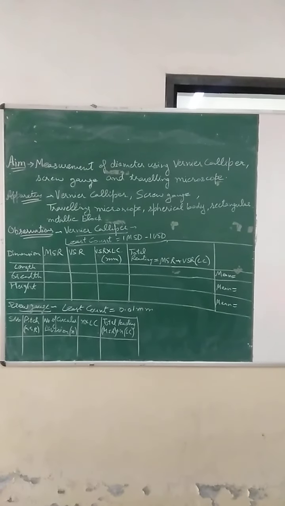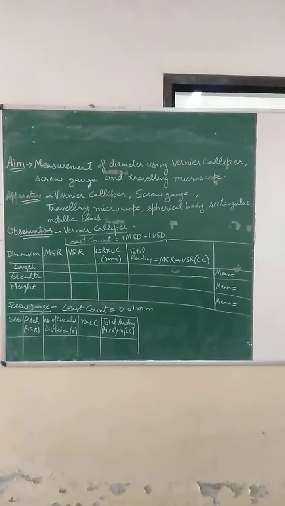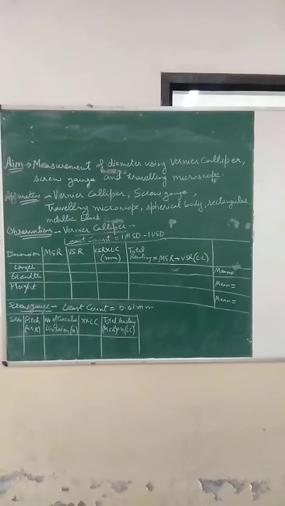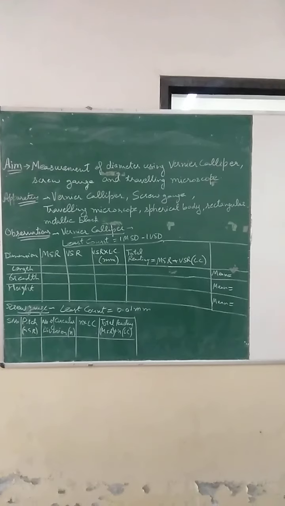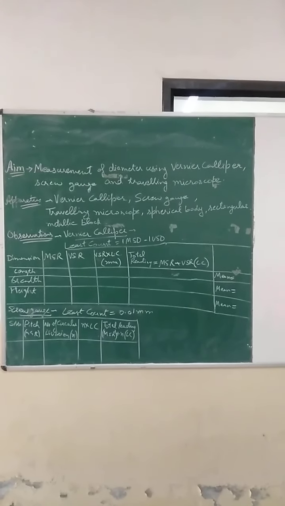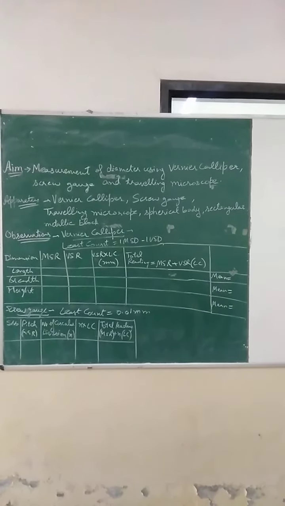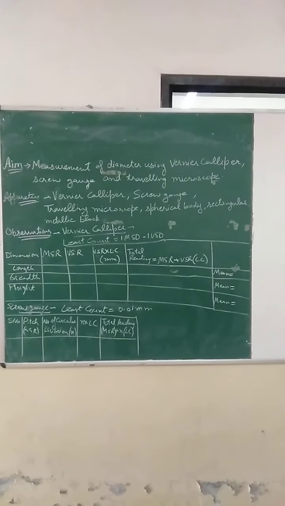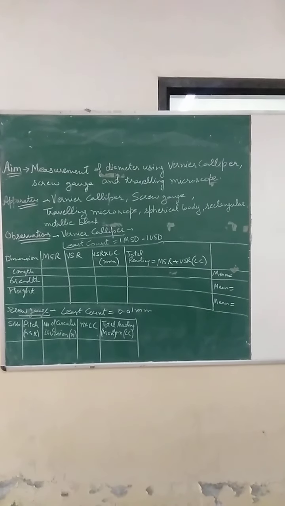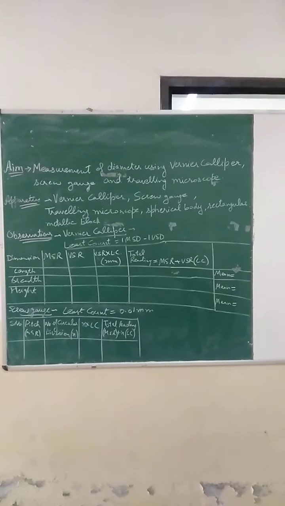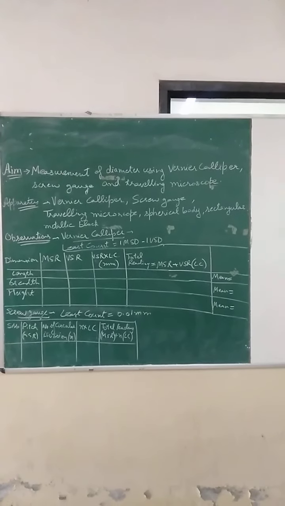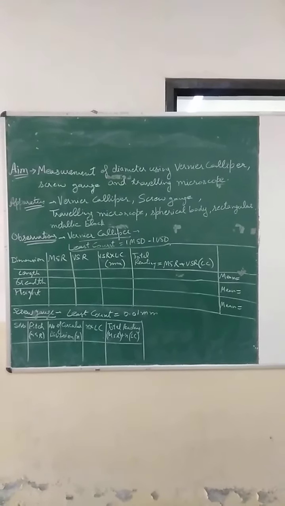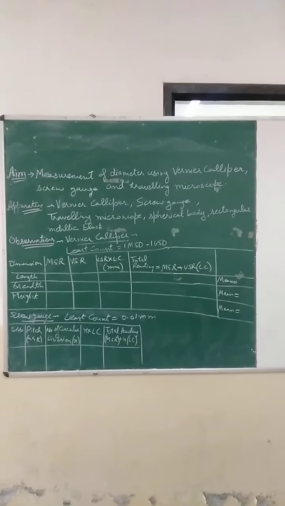Good morning class. This is your practical regarding the measurement of the diameter, length, breadth and height of an object with the help of a vernier caliper, screw gauge and travelling microscope. With the vernier caliper I can measure a spherical body's diameter and a rectangular block's length, breadth and height. With the screw gauge I have a wire whose diameter we can find out, and with the help of the travelling microscope I can measure the dimensions of a very small particle.